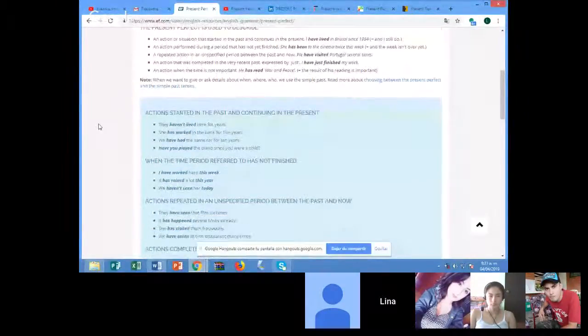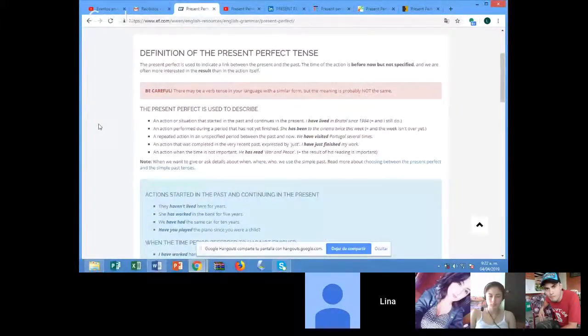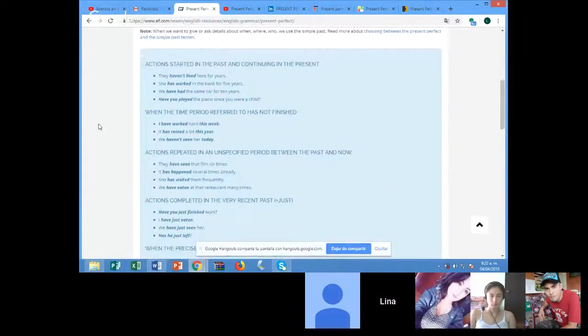When we want to give or ask details about when, where, who, we use the simple past. Okay? We saw the simple past some before, but this is about the present perfect tense. So remember, the present perfect tense starts in the past, but is continuous right now. Okay, so we have some examples here.